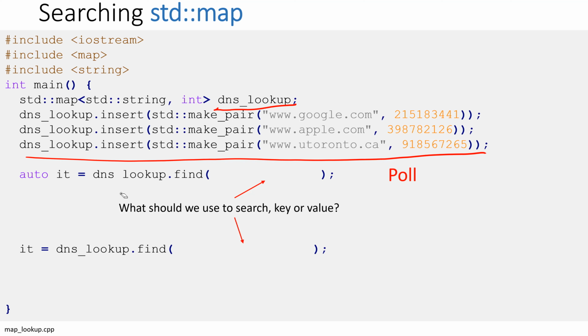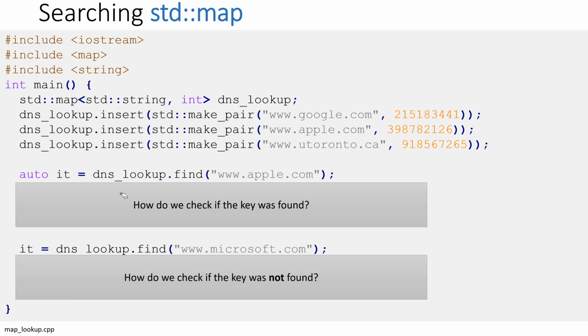So the whole point of a binary search tree is that whatever you want to look it up by, that's what you make the key. So we're going to use the key, which in this case is our domain name. We're going to ask, for example, for apple.com and for microsoft.com. Apple's actually in the binary search tree because I put it in there. Microsoft isn't, because I didn't put it in there. So we need a way to tell, was it found or not?